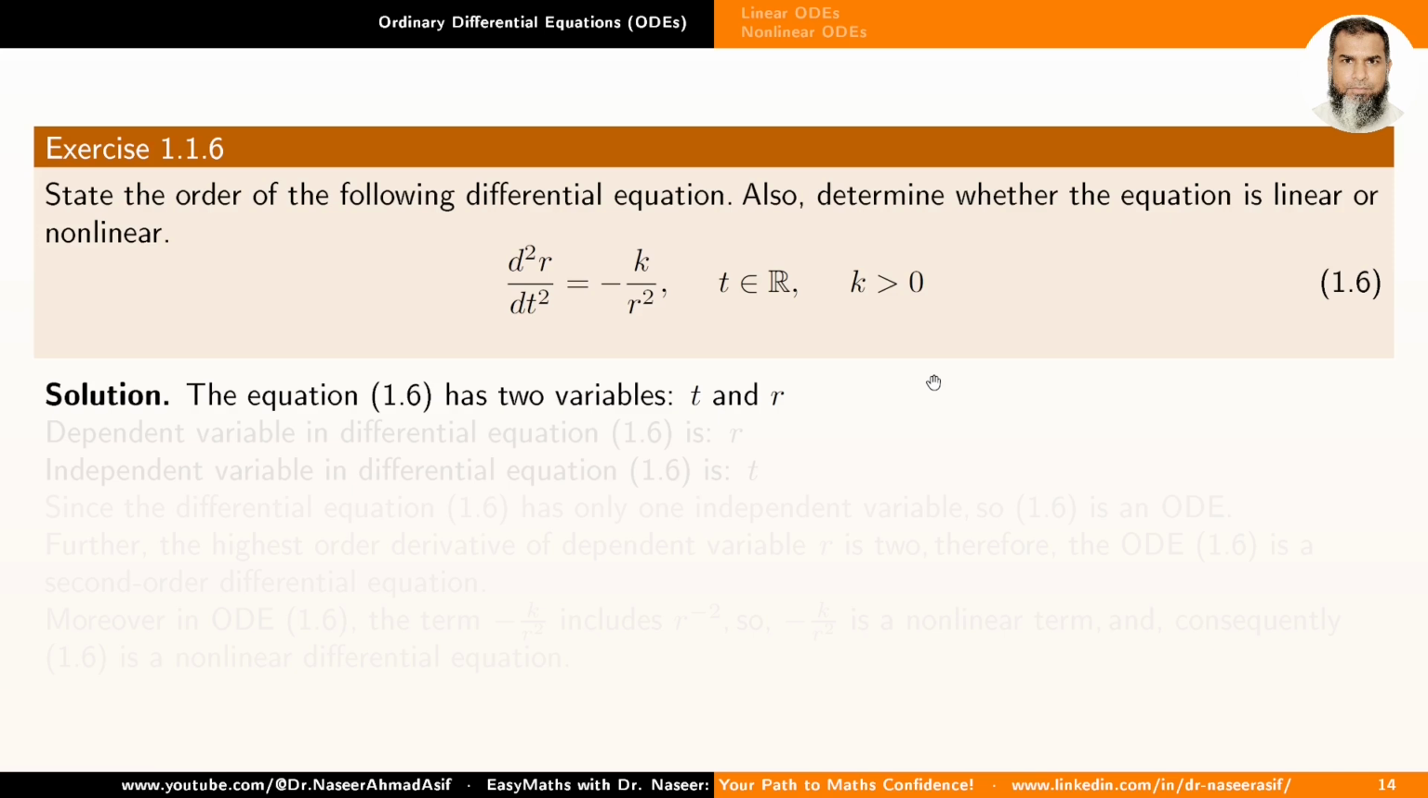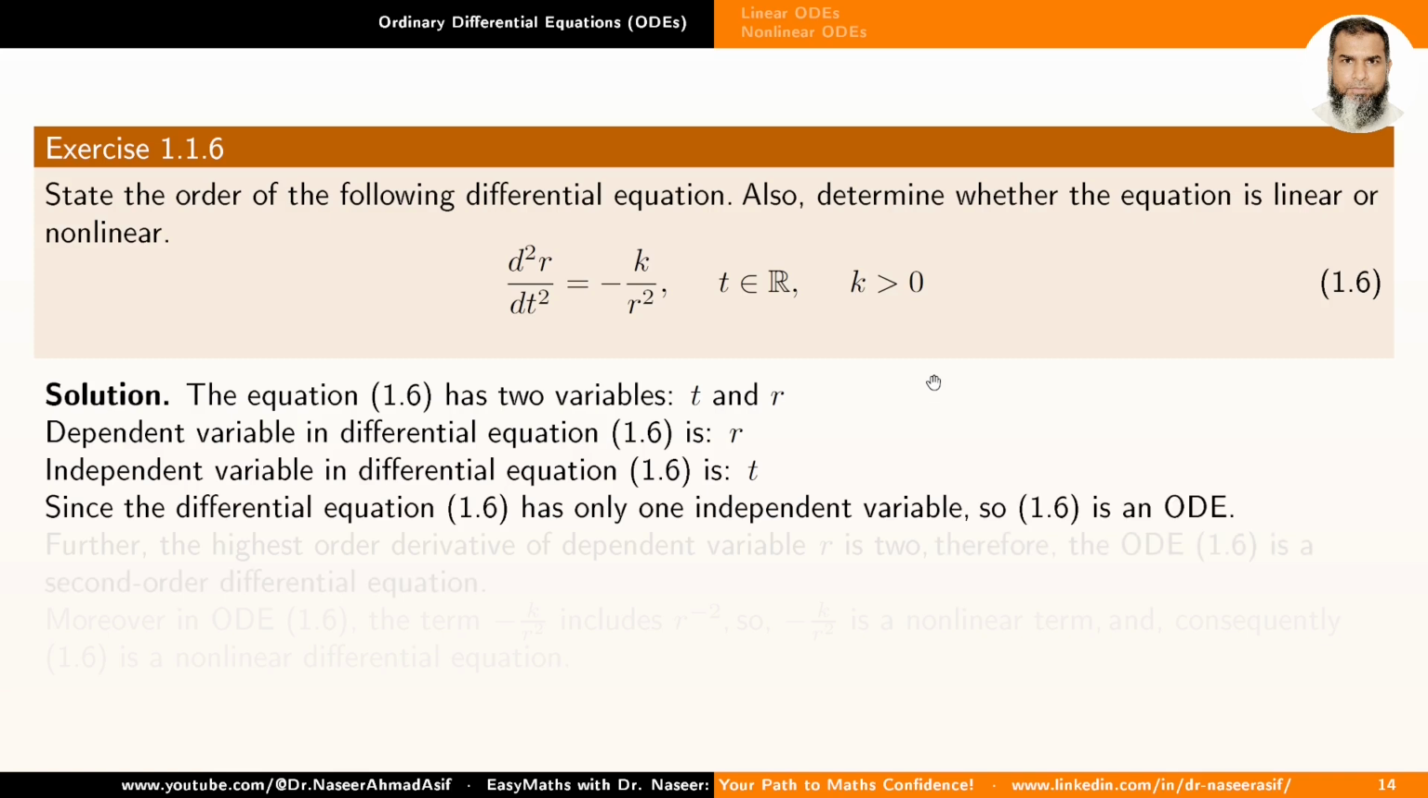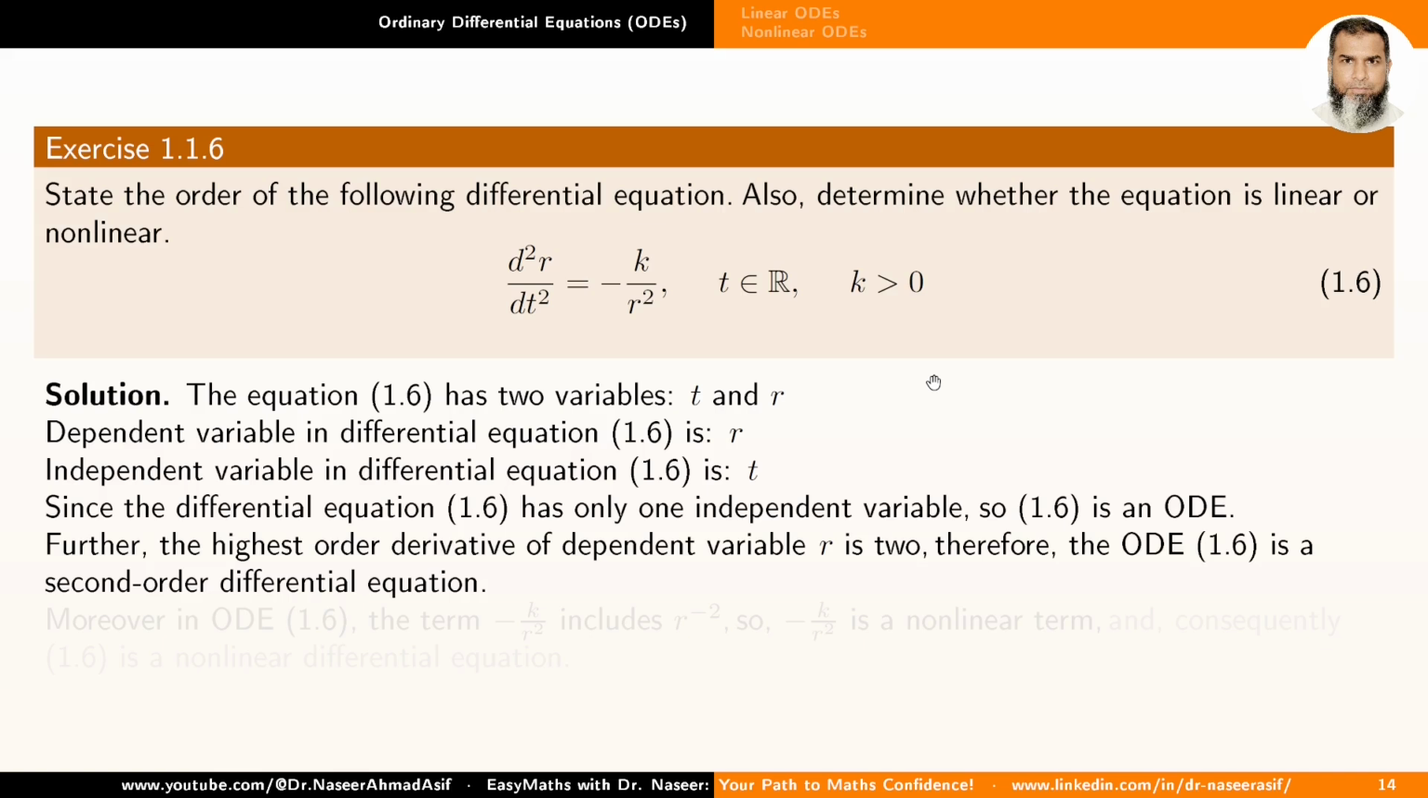The equation 1.6 has two variables t and r. The dependent variable in differential equation 1.6 is r. The independent variable is t. Since the differential equation 1.6 has only one independent variable, 1.6 is an ODE. Further, the highest order derivative of dependent variable r is 2. Therefore, the ODE 1.6 is a second order differential equation.